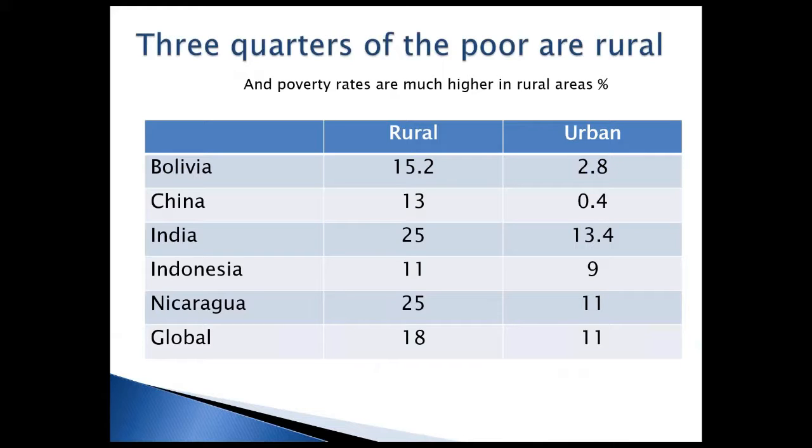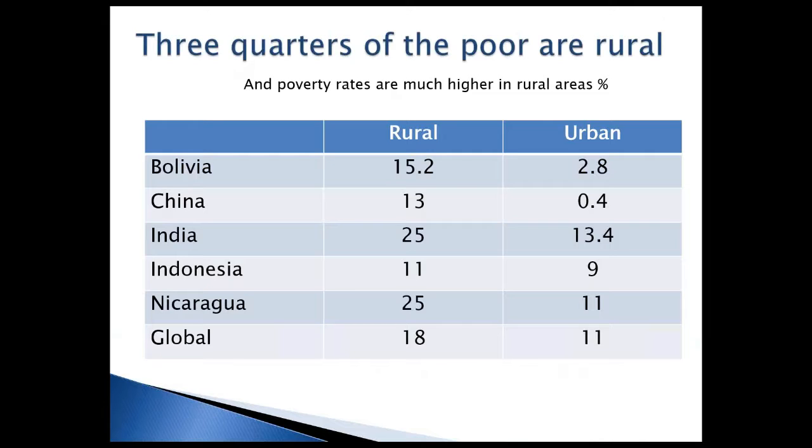On average, 18 in rural, 11 in urban. That's an average sample from one of my studies of food price impacts on poverty. And in many developing countries, the difference is absolutely enormous. If you look at China, for instance, still substantial poverty in rural areas. This is at the World Bank's extreme poverty level of $1.90 per day. In urban areas, almost no poverty in China.